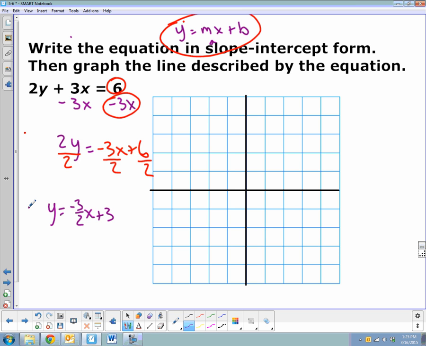The y-intercept is 3. So I make my point. The y-intercept is 3. The slope is negative 3 halves. So I go down 3, over 2. There's my other point. And you can keep going with this to keep the pattern going if you wanted. Down 3, over 2. And it would just keep on going.